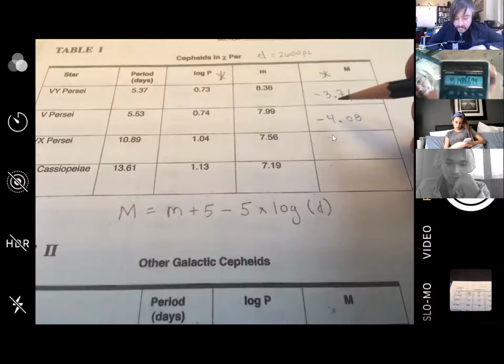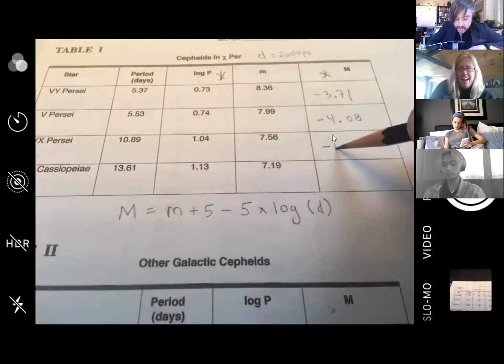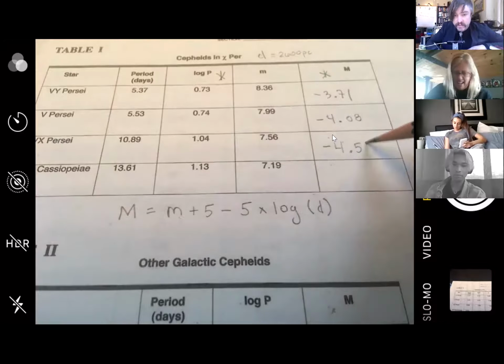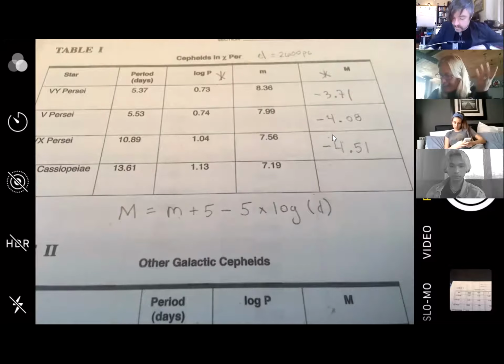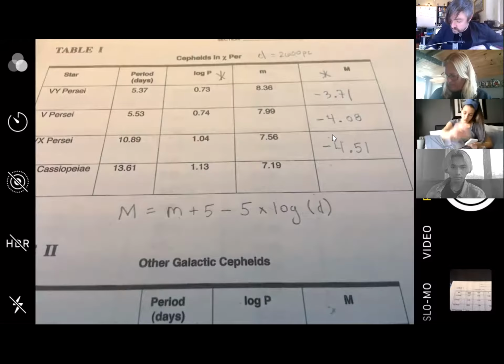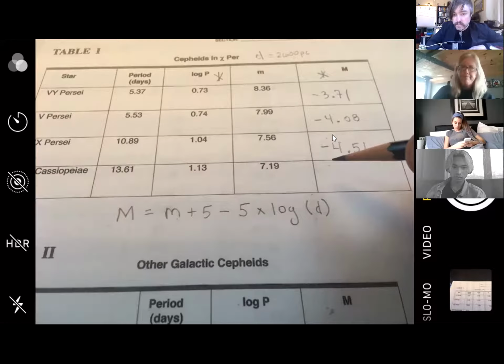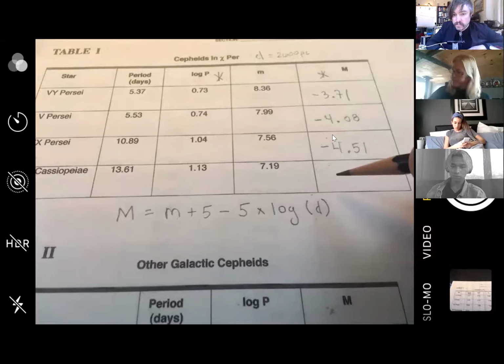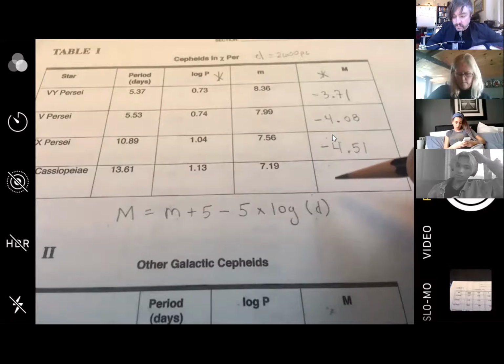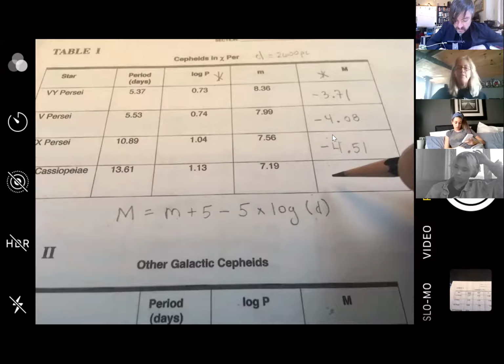Looks good, Stacy. Stacy got negative 4.51. Excellent. Let's do Cassiopeia, SZ Cassiopeia. Negative 4.88. Nice, Christopher.